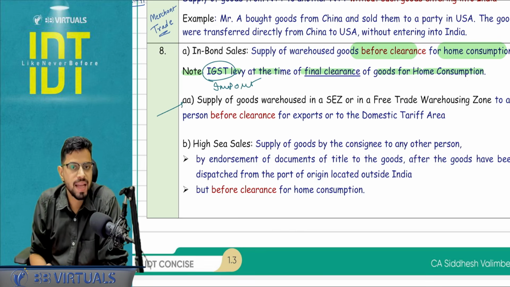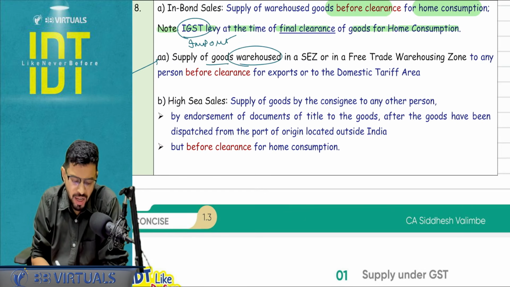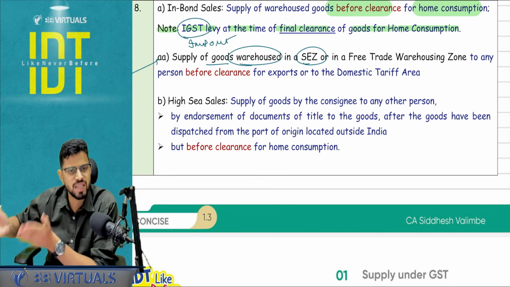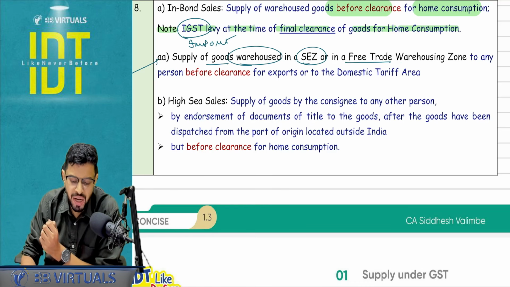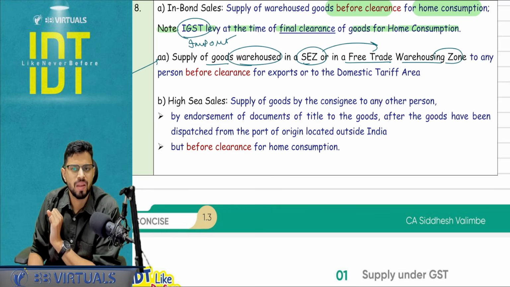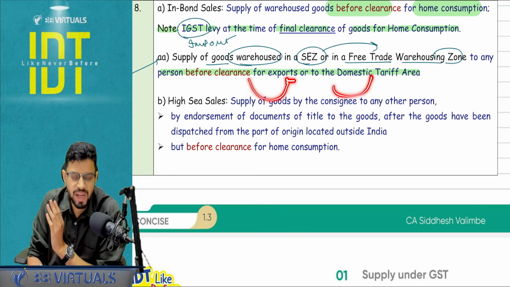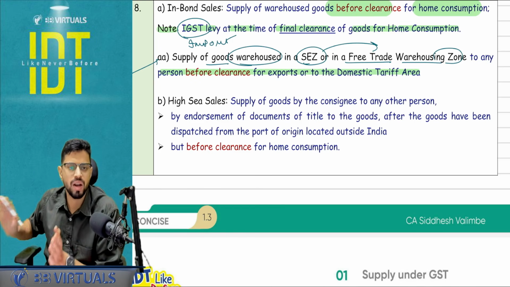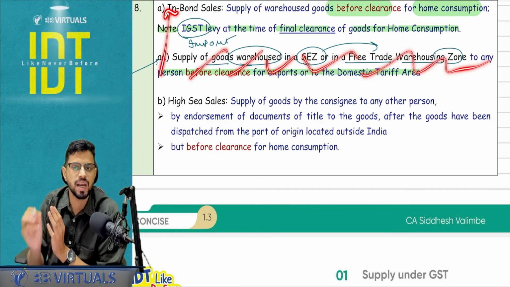Clause number AA, ICAI has not prescribed it yet, but this is just like clause number A, nothing different. Supply of goods warehoused in SEZ. These are the special economic zones which enjoy certain tax benefits, considered as foreign area itself. So again, the goods are warehoused in SEZ or a free trade warehousing zone. It is a specific type of SEZ. But same concept, that you are selling such goods before clearance for export or to DTA, means you have not cleared it yet. You have not taken it outside the warehouse and you are selling it. Not under GST, not under supply. Same concept as clause number A, but ICAI has not prescribed this yet for your course.